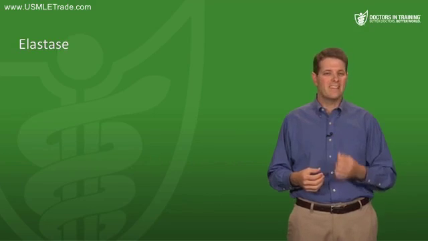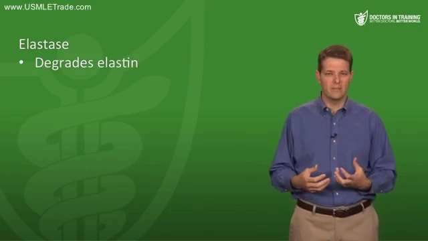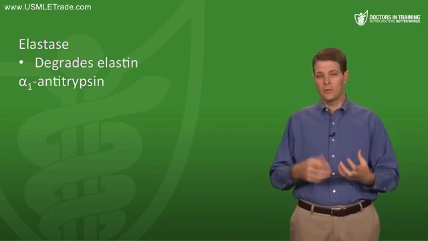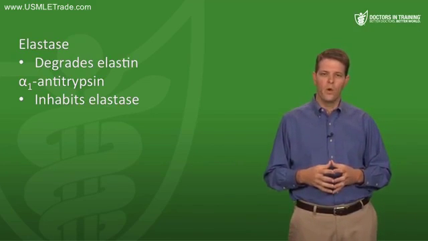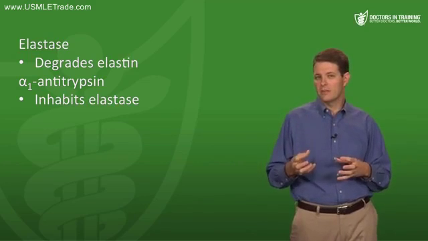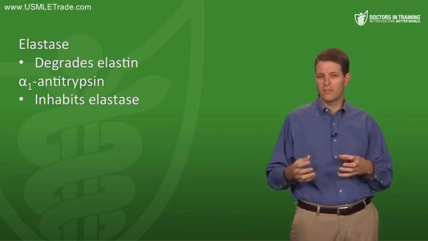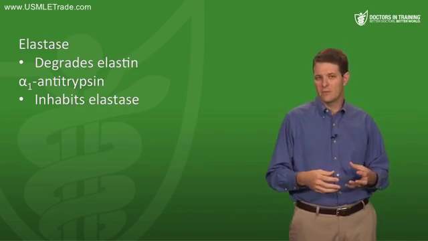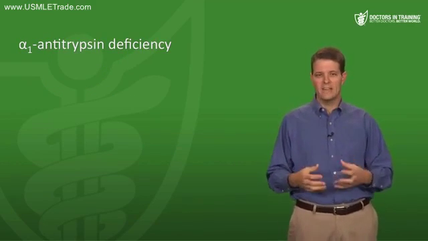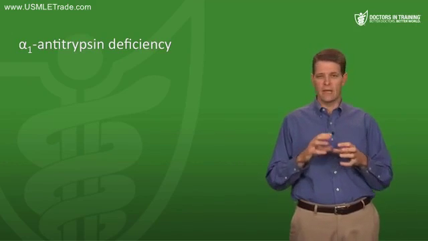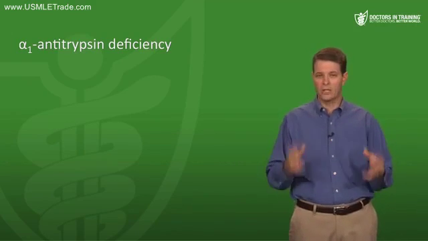There's an enzyme called elastase that's supposed to degrade elastin. And there's an enzyme called alpha-1 antitrypsin that inhibits elastase. Now, this is clinically relevant as well. What happens if your alpha-1 antitrypsin is mutated so it doesn't work properly, so it cannot inhibit elastase? Well, this is a condition called alpha-1 antitrypsin deficiency. So your elastase is uninhibited, and it goes around breaking down elastin left and right, kind of out of control.